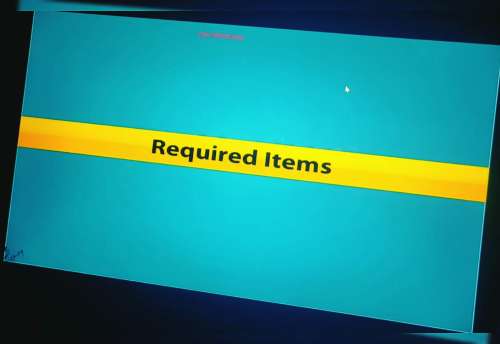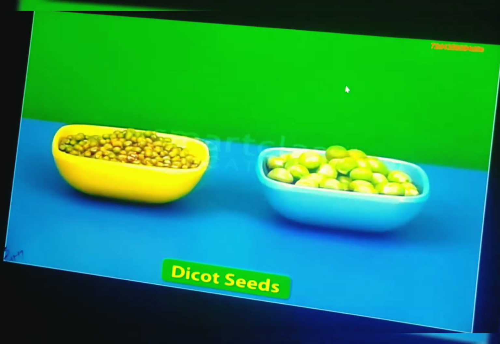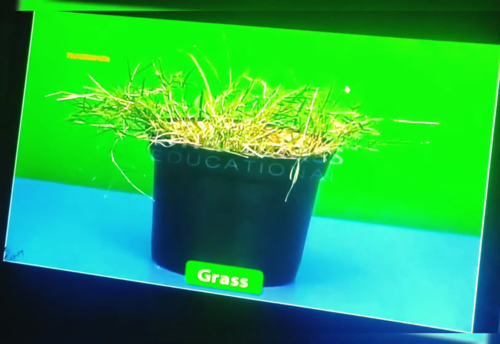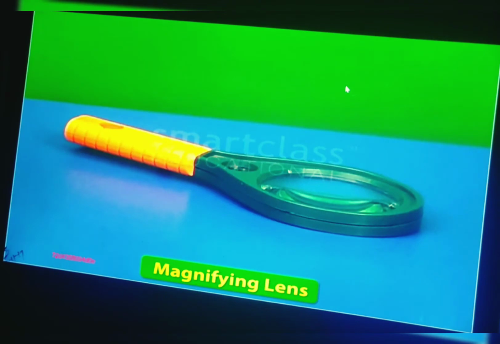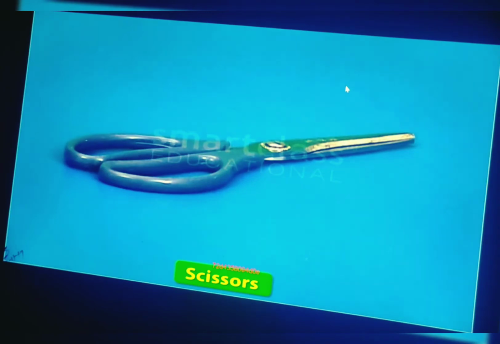To learn about the different characteristics of monocot and dicot plants, you need a few monocot seeds, such as wheat and maize, a few dicot seeds, such as mung seeds and peas, dicot plants, such as rose and sunflower, monocot plants, such as grass and lily, a magnifying lens, a pair of forceps, and a pair of scissors.